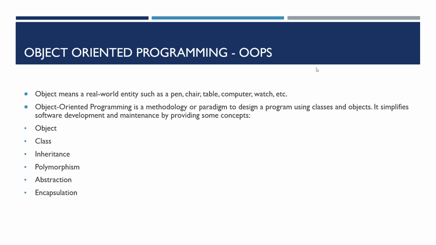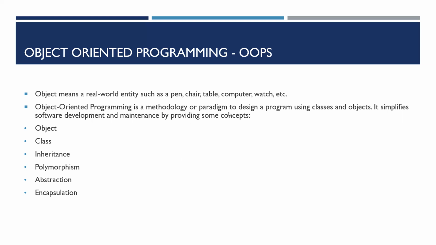What is a class? What is a method? What is a constructor? What is a variable? And everything. An object means a real-world entity such as a pen, chair, table, computer, watch, etc. You take anything, a water bottle, that's an object. Your own glasses, that's an object. Similarly, when we're writing object-oriented programming, we work on these objects.